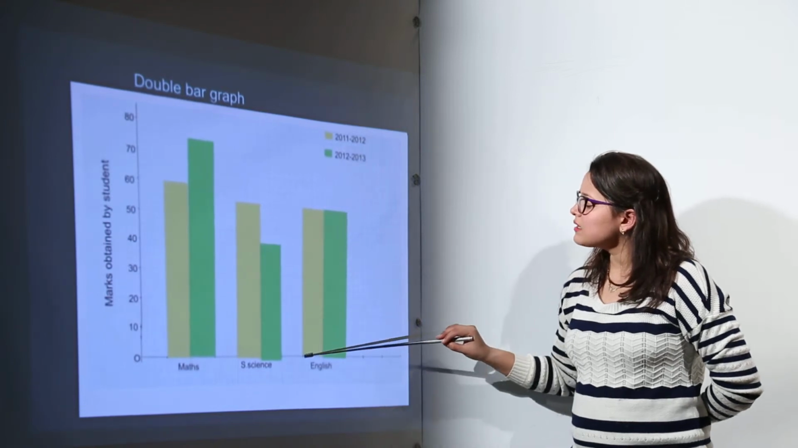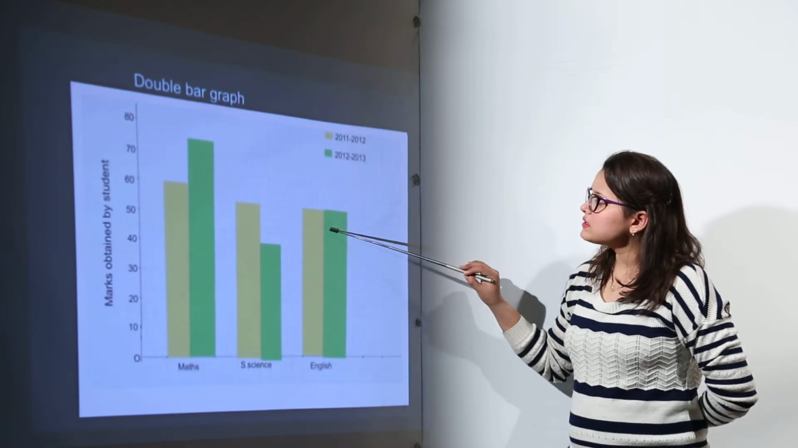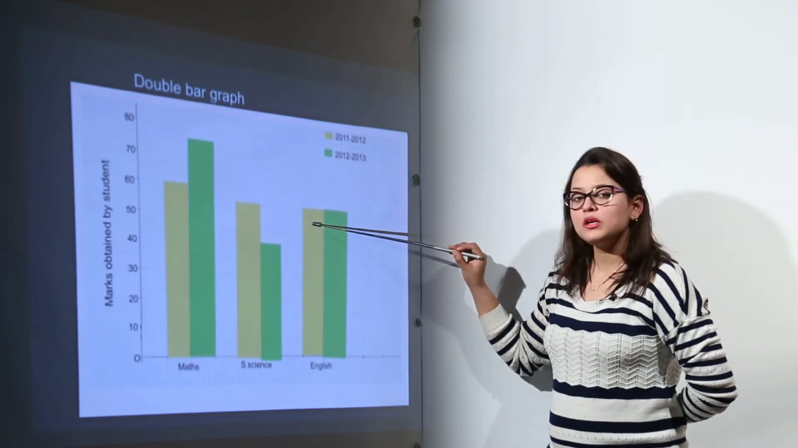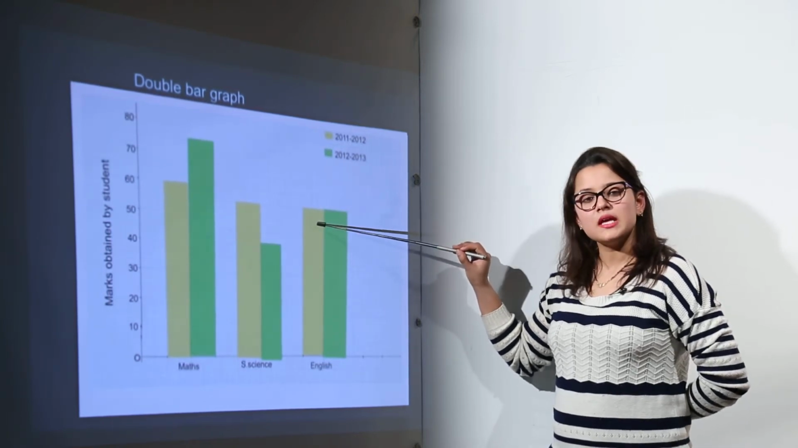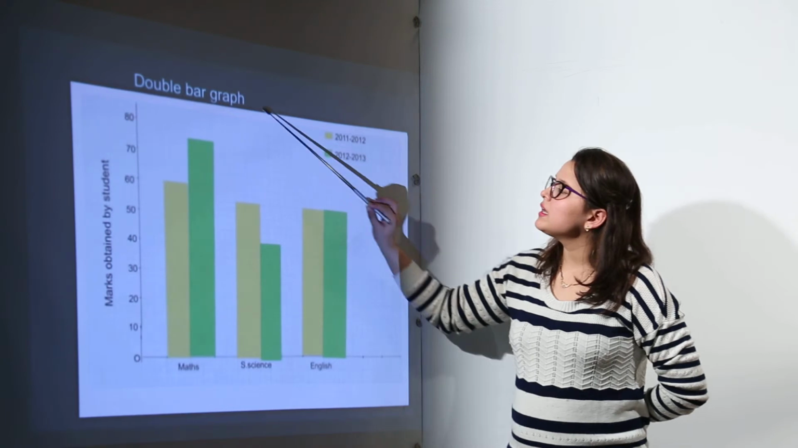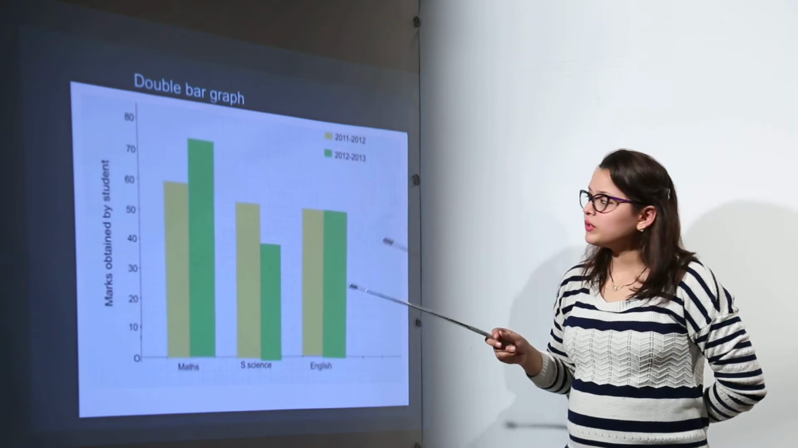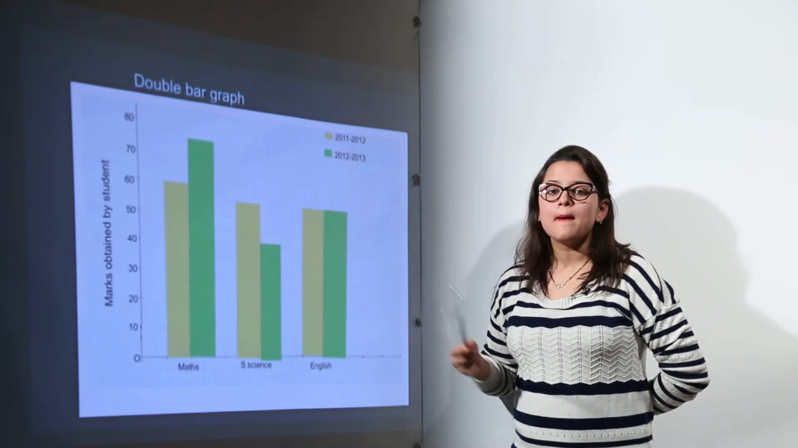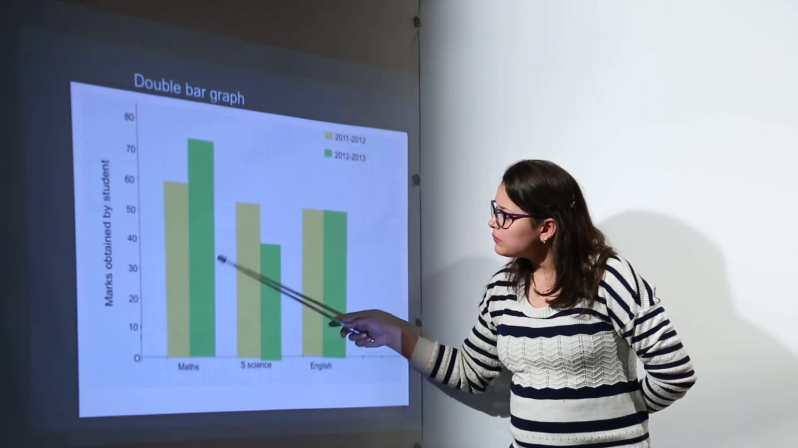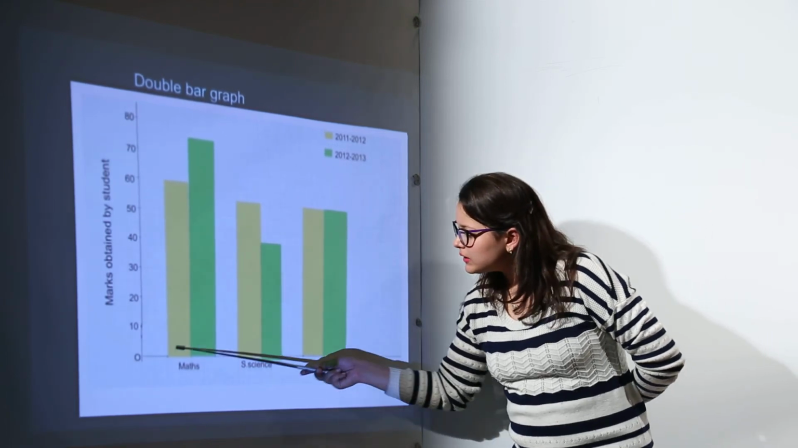Similarly, moving on to the next subject, that is English. In English we can see that for both the years the student's performance has remained constant. Constant means the student has performed at the same level as in the previous year, right? So basically, I have told you that simple bar graphs are used to represent the comparison between quantities, but with double bar graphs we can actually compare two quantities simultaneously, right? Double bar graphs are used to compare two quantities at the same time.